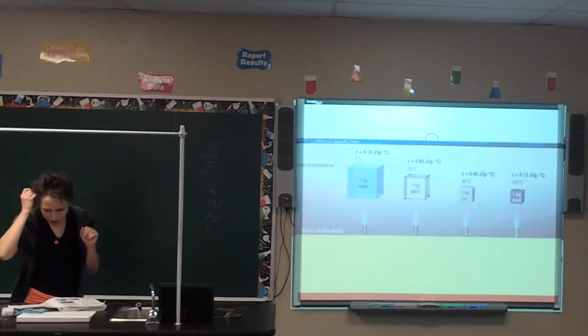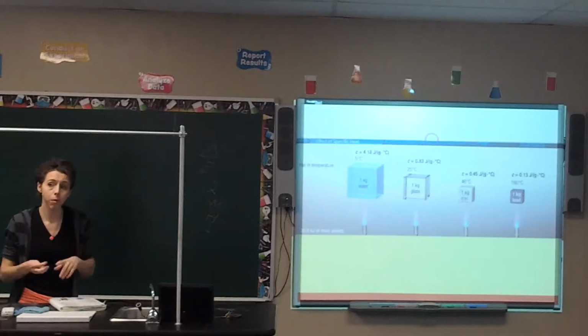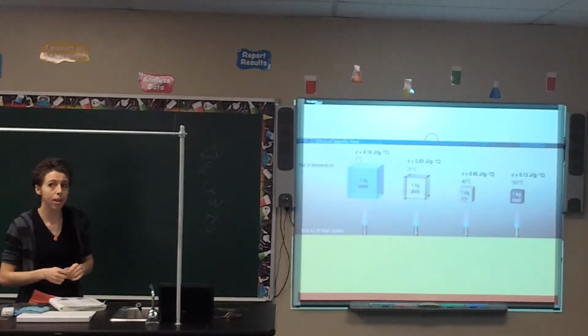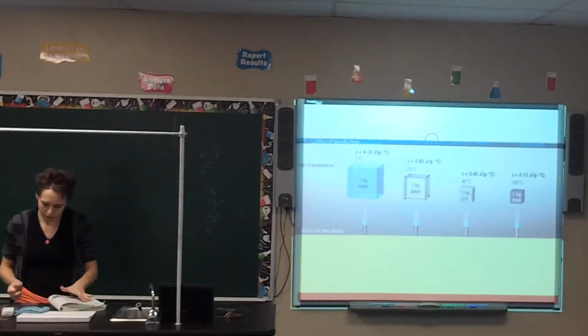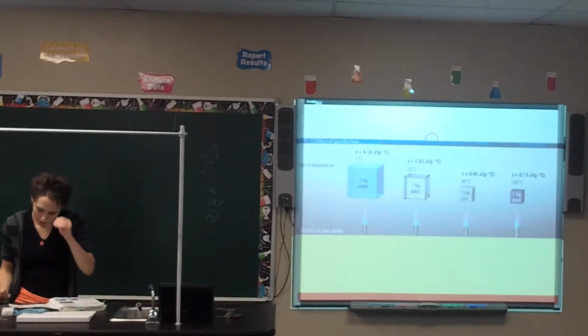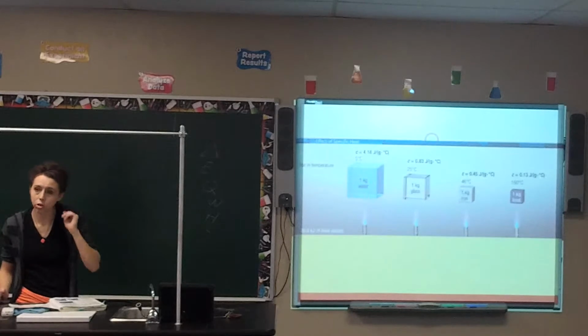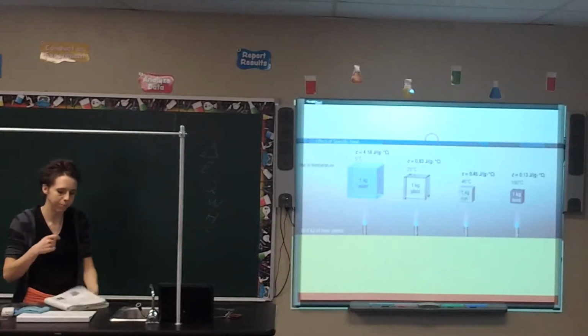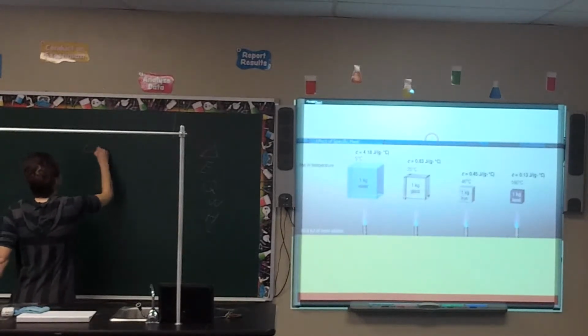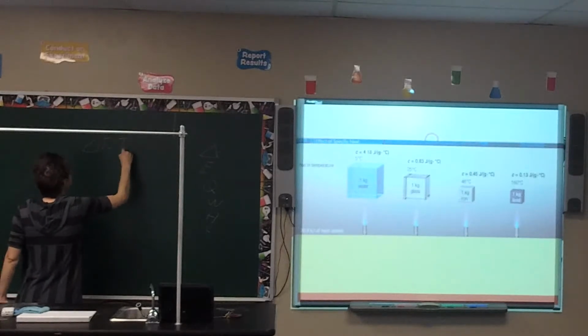Your book describes to you how to find this, because you want to make sure you get the right sign in front of it. So because of that, technically we're supposed to subtract the initial temperature from the final temperature. So that's what I'm going to give it to you as delta T equals the temperature of the final minus the temperature of the initial.